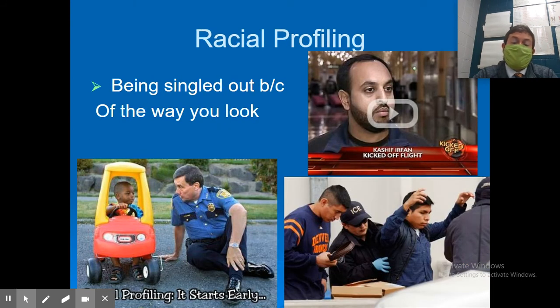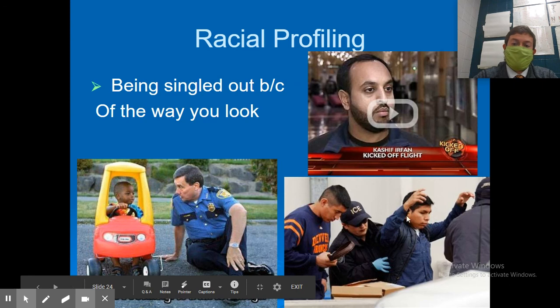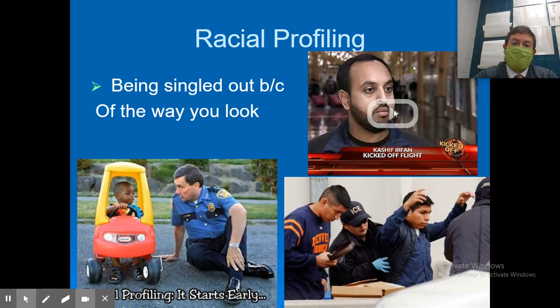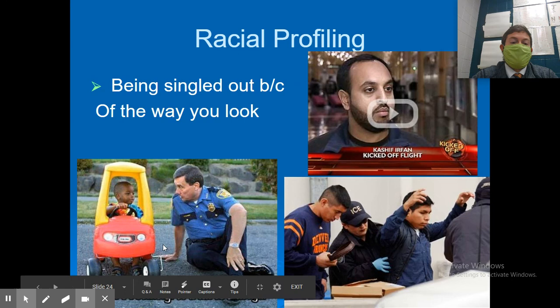Then you also have racial profiling, which is more of our modern thing that y'all would be probably the most familiar with. It's being singled out because of the way you look. So, ICE typically focuses on Hispanics. After 9/11, a lot of people would profile people from the Middle East, and then the one that we tend to think of most commonly is African Americans being profiled by policemen.